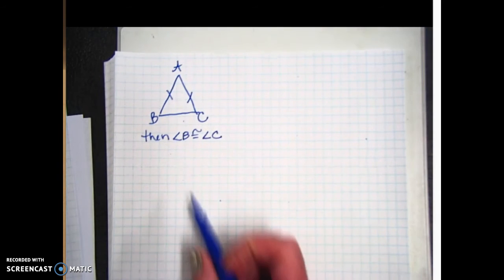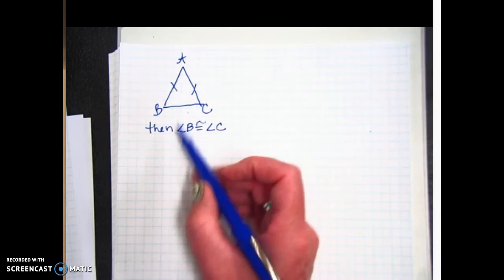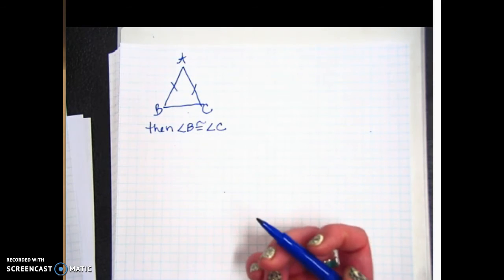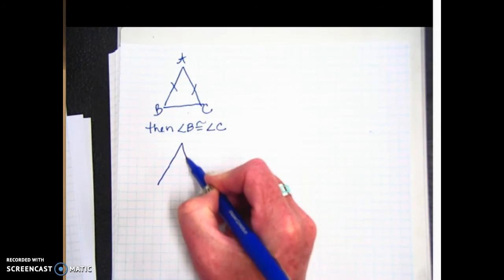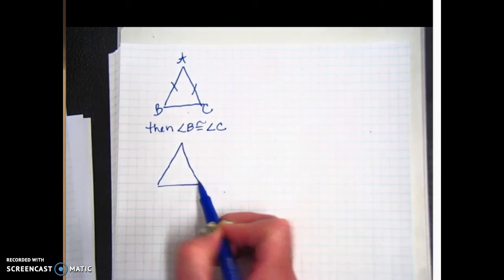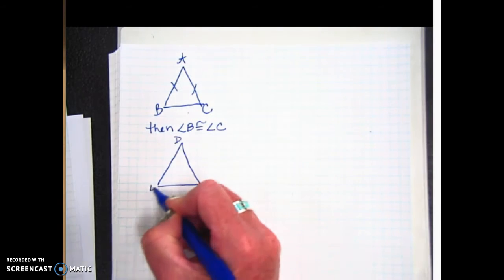Okay? In the box directly underneath it is the converse of this theorem. And converse just means you're going to flip it around. All right? So we're going to draw in the box directly underneath it a second triangle. We'll label this one DEF.